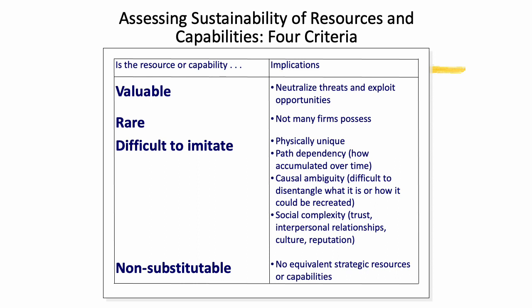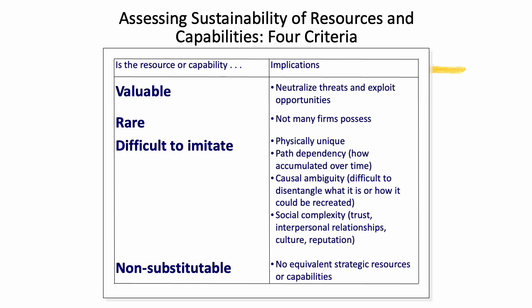All of that could contribute to causal ambiguity. And the fourth way to make a resource or capability difficult to imitate would be what we call social complexity. This is going to be maybe a trust between a buyer and a supplier, maybe a trust between a consumer and the organization, interpersonal relationships, a culture, a reputation. These are the social dynamics that have been built that are now putting a company at an advantage over its competition.